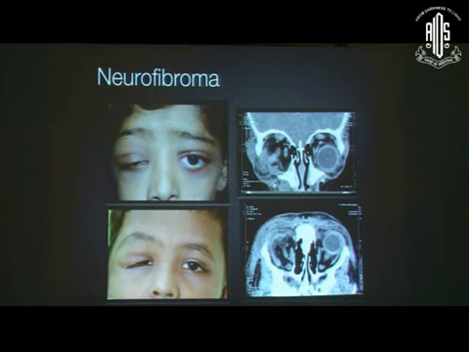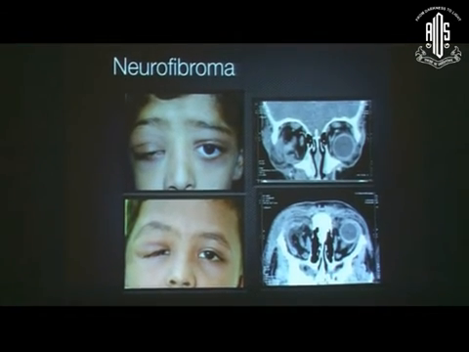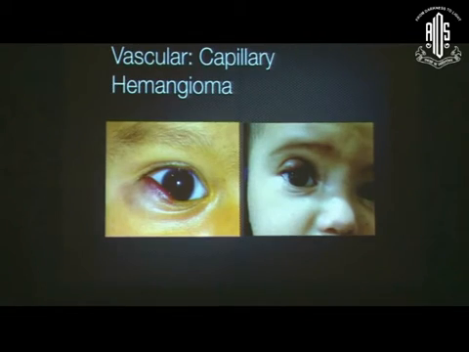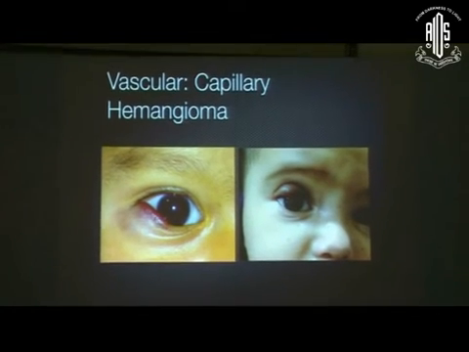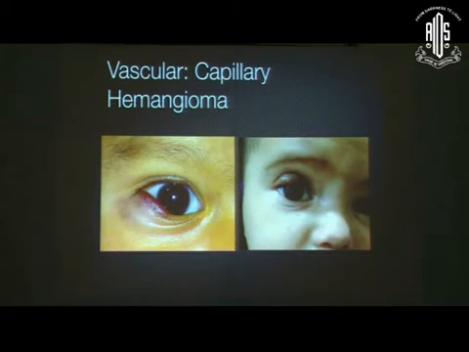Neurofibroma can affect the orbit either in the eyelid, or it can be a diffuse neurofibroma of the orbit, as in this case, where even the muscles are infiltrated by the tumor. Then there can be vascular tumors. Dr. Seema has already shown capillary hemangioma. Systemic beta blockers are now currently our preferred treatment modality.